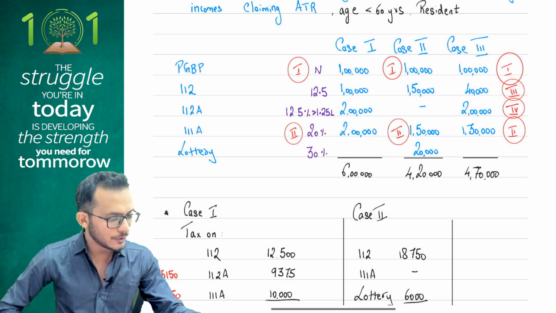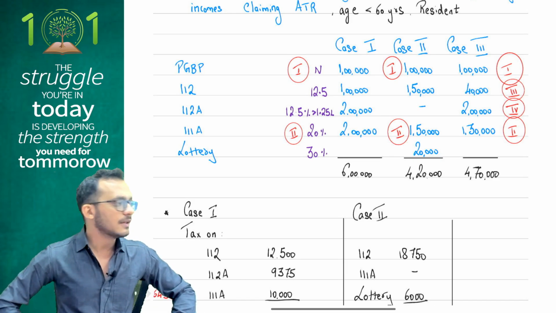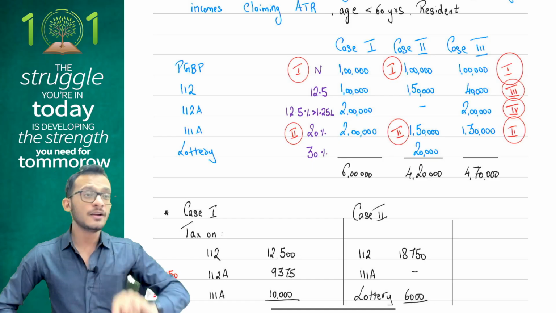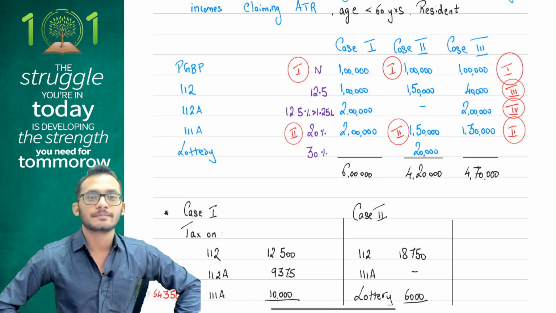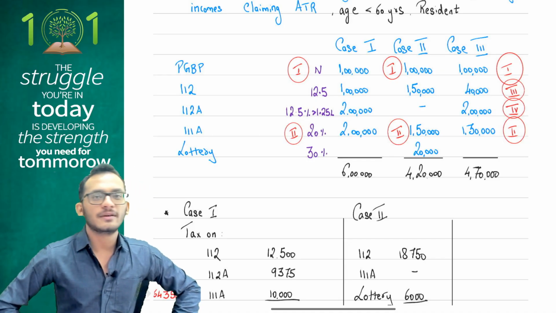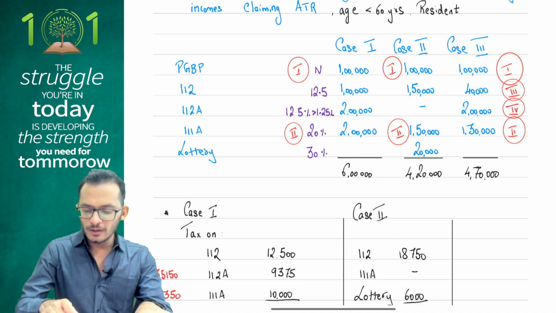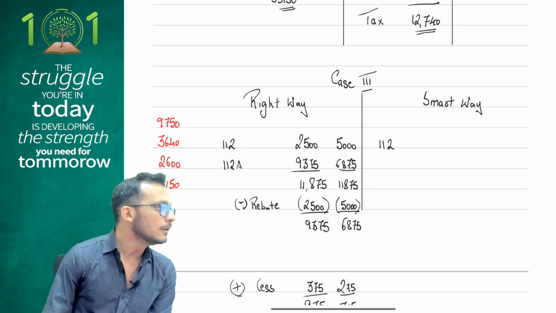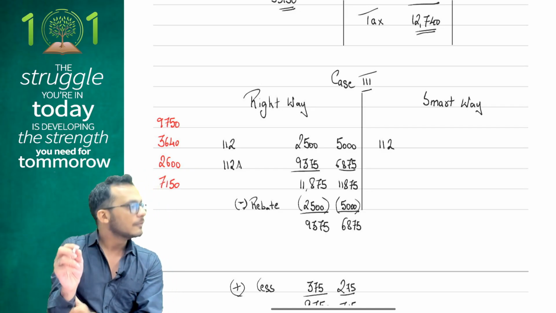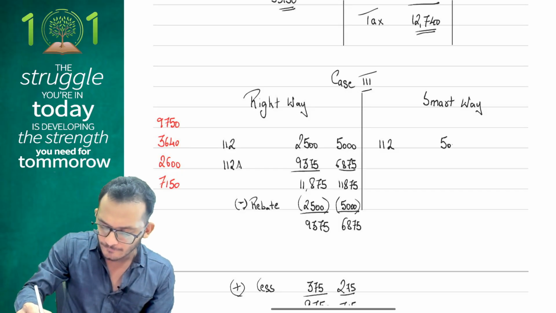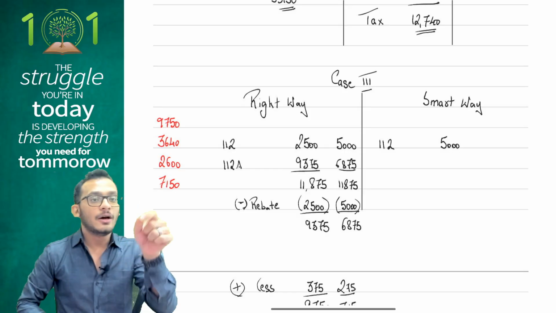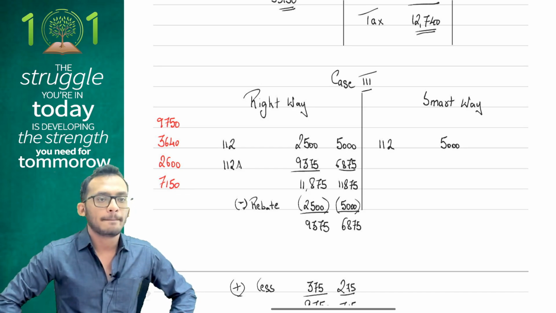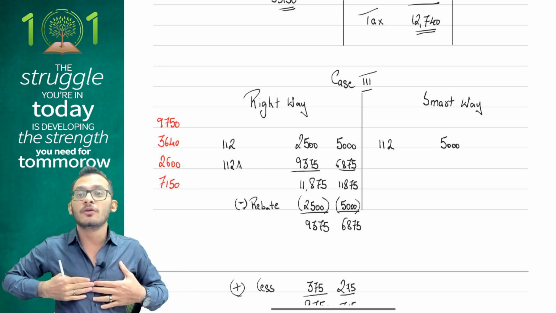Tell me my 112. 112 is 40,000 into 12.5% which gives me 5,000 rupees, which means I will now make sure that 112 is getting fully taxed. Agreed, not agreed? So what will I say? Boss, 112 I am definitely taxing, of how much? 5,000 rupees. Now I have 7,500 pending. This 7,500 will go from 111A, because 111A also I'm okay to tax.